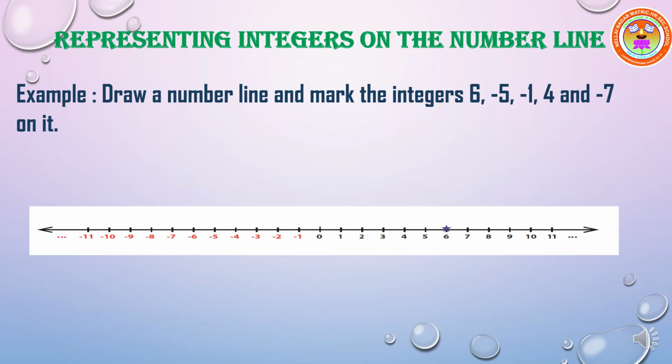Next, -5. So -5 is on the negative side. So let us mark -5. Next, -1. Yes. So that is also marked. Next we'll move on to 4. 4 is on the positive side. And finally we have to mark -7. So we'll mark -7. So this is how we are going to represent integers on the number line. Understood, children?